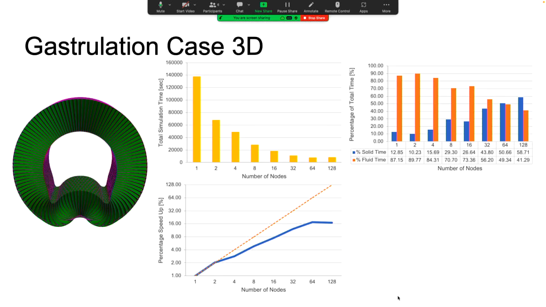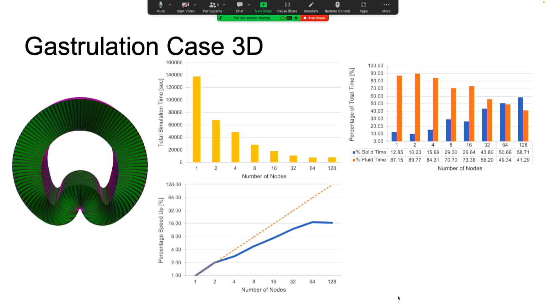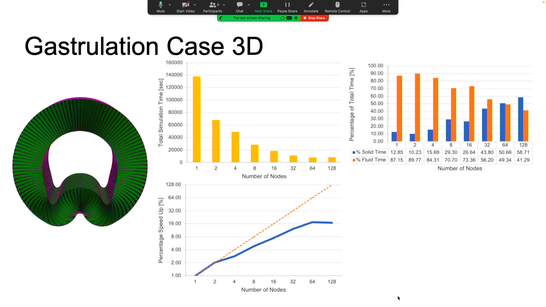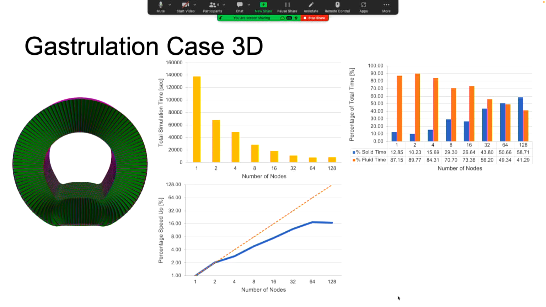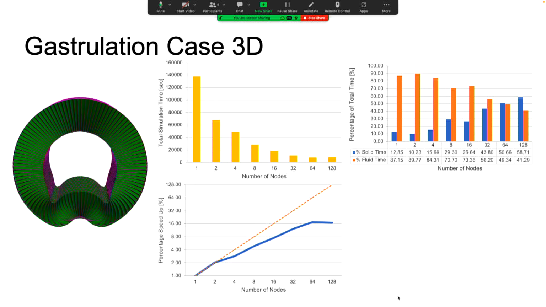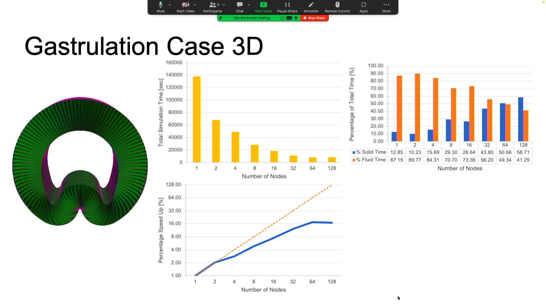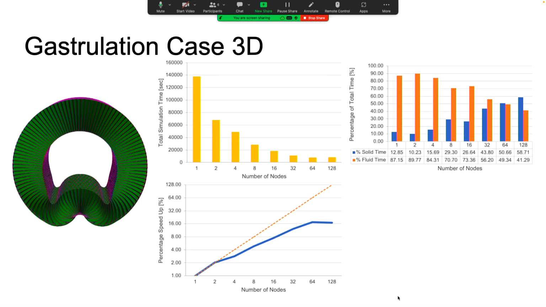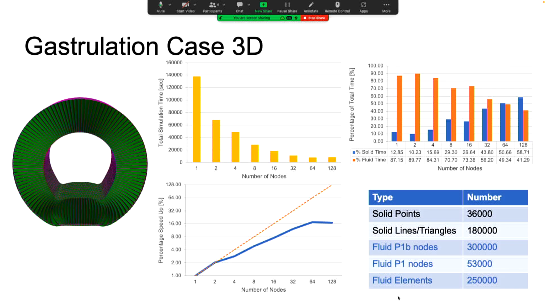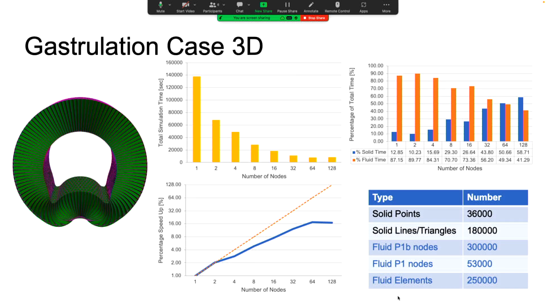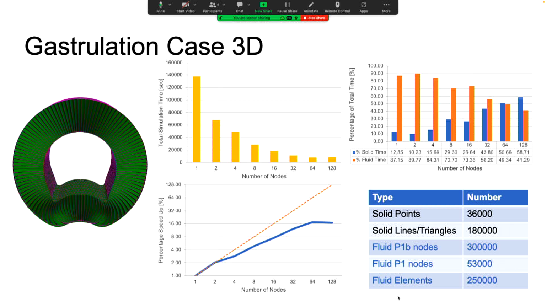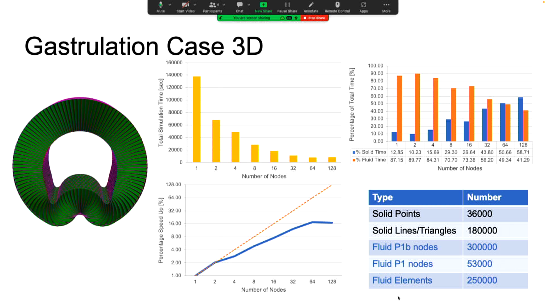So when we went to the 3D, of course, this is a section of the embryo. When we went to the 3D problem, we noticed this approach is not that good. Notice that the solid, the more we discretize, the more problematic it's going to be. The reason for that is because the number of solid points really increased. It's almost 10 times, and the number of solid points is very high.